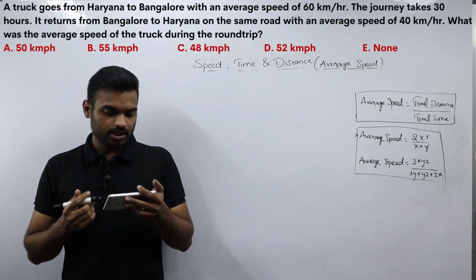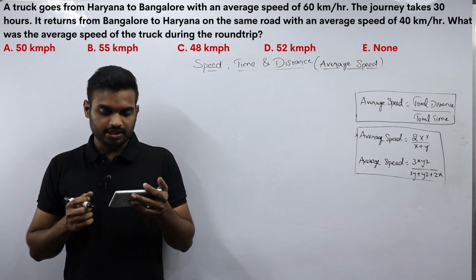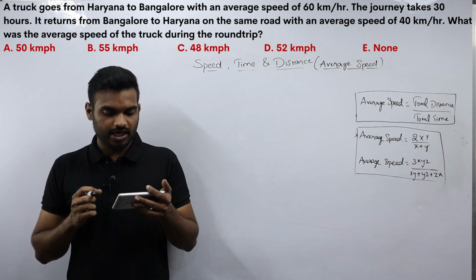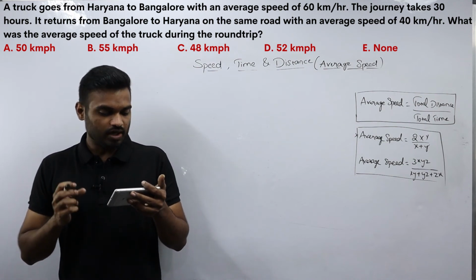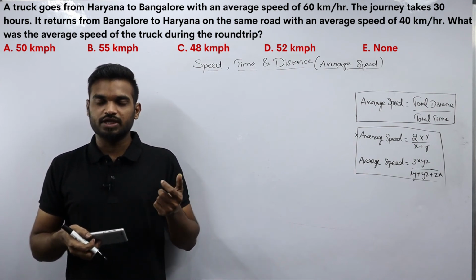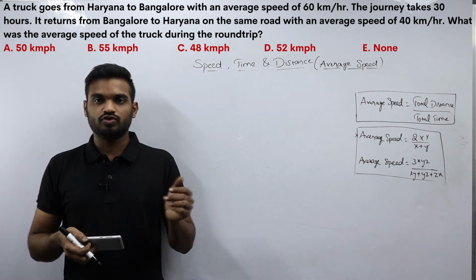They are saying that a truck goes from Haryana to Bangalore with an average speed of 60 km per hour. The journey takes 30 hours. It returns from Bangalore to Haryana on the same road with an average speed of 40 km per hour. What was the average speed of the truck during the round trip? So we need to find the average speed of the truck during the round trip, that is Haryana to Bangalore and in the same way Bangalore to Haryana.